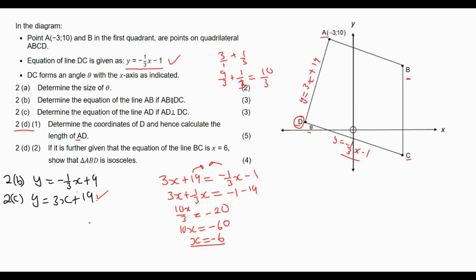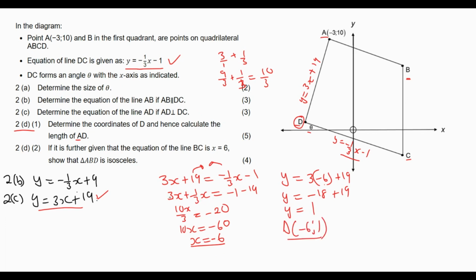We need to find y, so we can use even this equation. So y is equal to 3 times -6, where there's x we put -6, plus 19. It becomes y is equal to -18 plus 19. y is equal to 1. Okay, therefore the coordinates of D are (-6, 1).